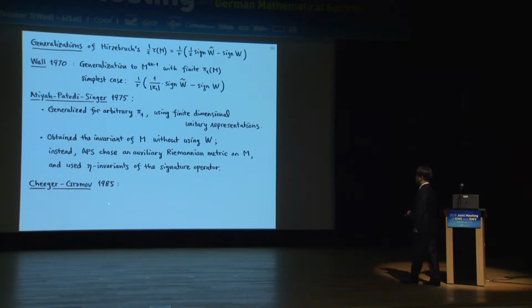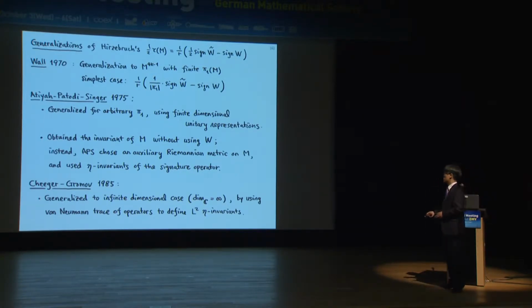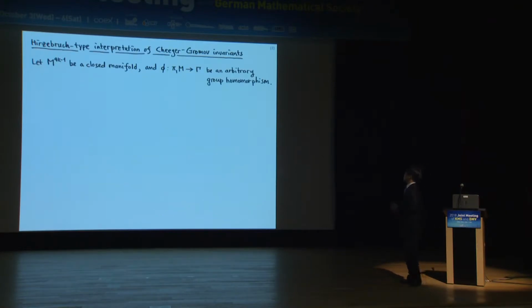And Cheeger and Gromov generalized this, Atiyah, Patodi, Singer, to the case of actual infinite dimensional situation. So they generalized the rho invariant of Atiyah, Patodi, Singer to the infinite dimensional case by using some operator algebra. In particular, they used the von Neumann trace of operator algebra to define a sort of L2 type eta invariant. So this is done without using W on the nose at least. But now I'm going to tell you how to interpret the invariant of Cheeger and Gromov using the original idea of Hirzebruch.